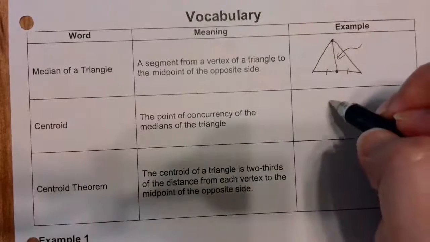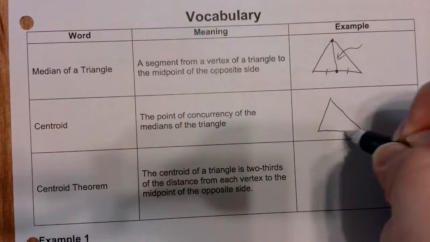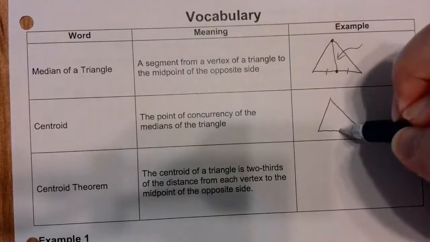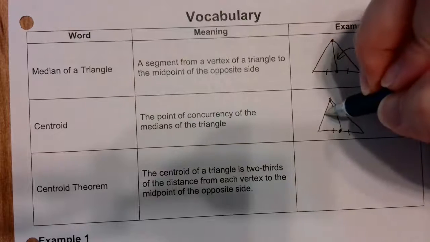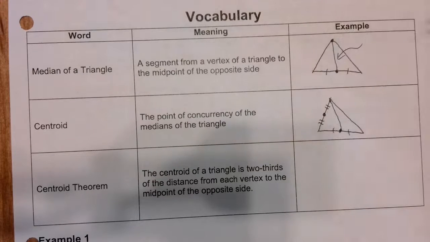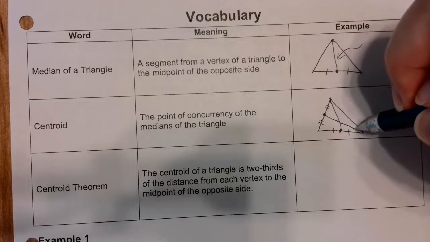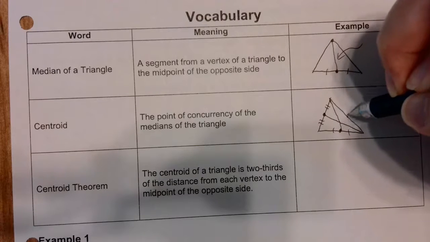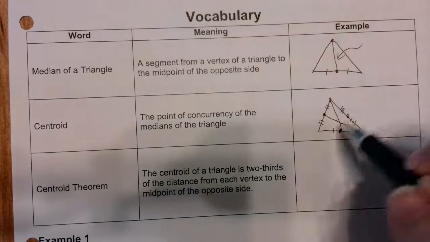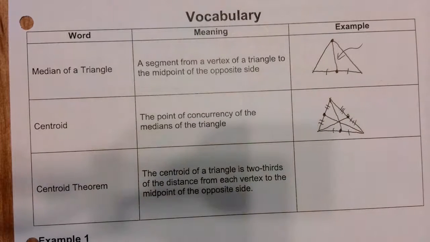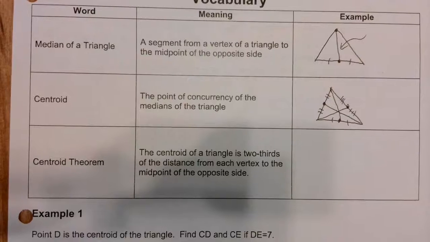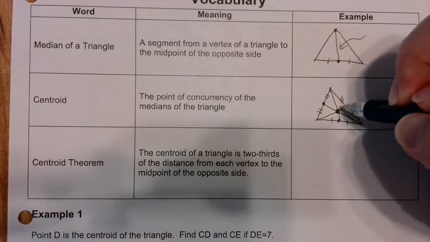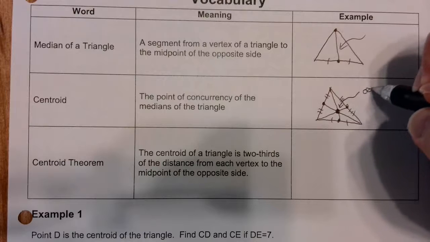Now, if you were to take your triangle and draw all 3 medians, so there's a midpoint, it connects to the vertex. Here is a midpoint. It connects to the opposite vertex. And here is a midpoint, and it connects to the opposite vertex. If drawn or constructed correctly, these 3 medians should have a point of concurrency. They should be concurrent, and that point is called the centroid.